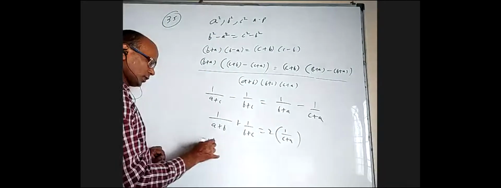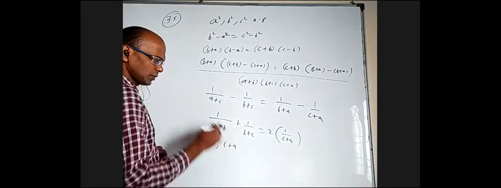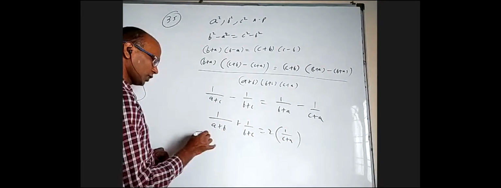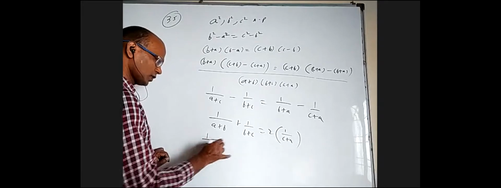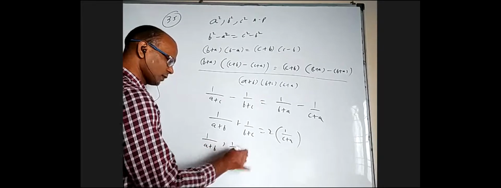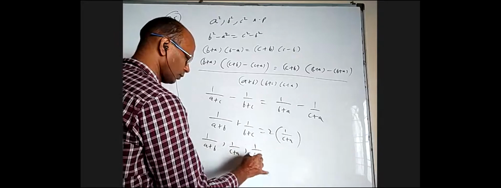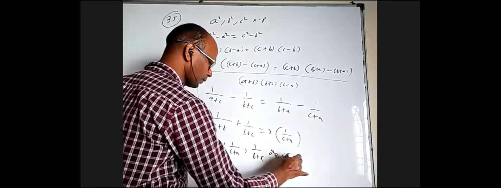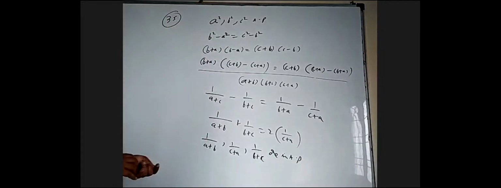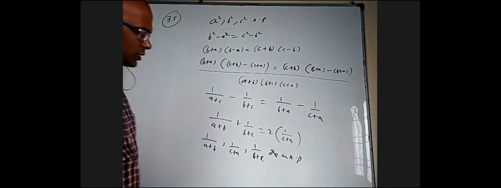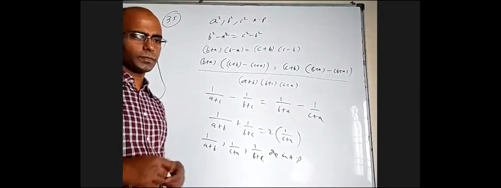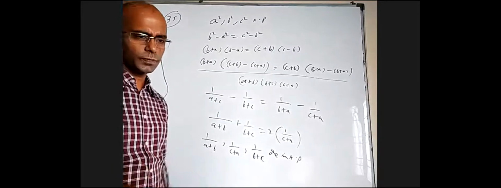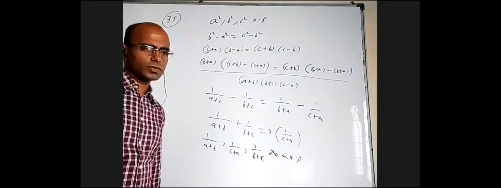So A plus B, C plus A, B plus C are in HP, which means their reciprocals are in AP. So 1 by (A plus B), 1 by (C plus A), and 1 by (B plus C) are in AP. The reverse order also can be in AP. One may say, how do you get an idea which option is correct? If you don't want to do it like this, you have to check from the options. If you want, you can take some numbers also and check.